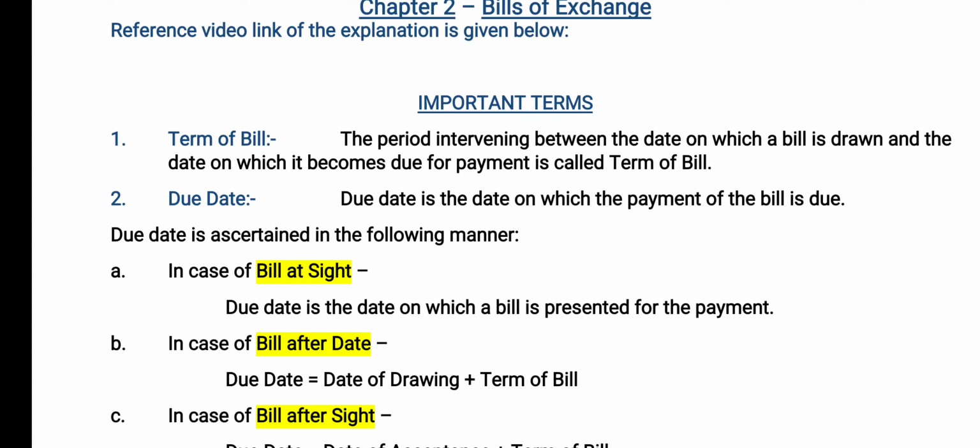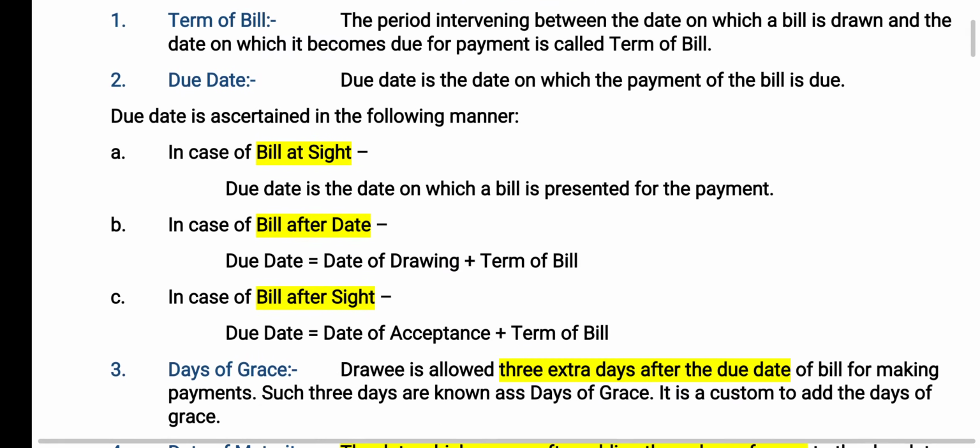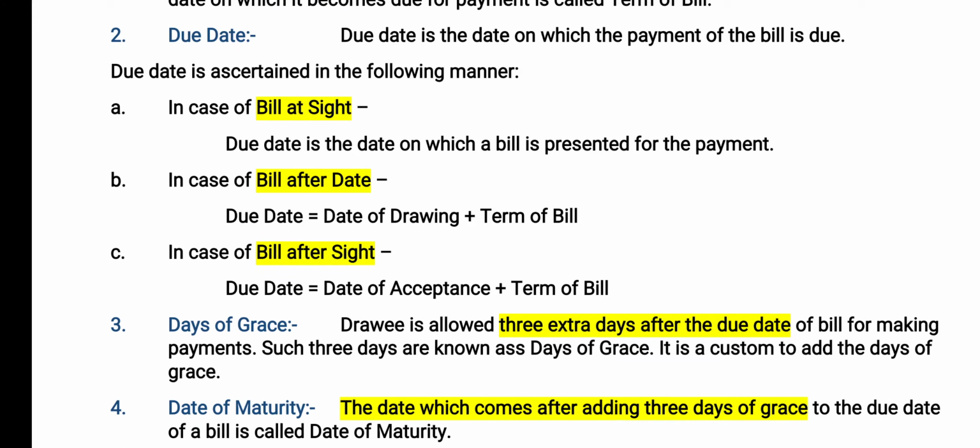So due date can be ascertained in the following manner. Like in the last class I have explained to you bills at sight, bill after date, bill after sight. If it is given in your question that it is a bill at sight, then the due date is the date on which the bill is presented for the payment. In bills after date, due date is equal to date of drawing plus term of bill. In case of bill after sight, due date will be date of acceptance plus term of bill.